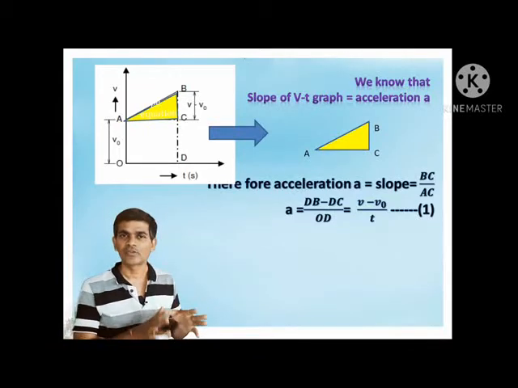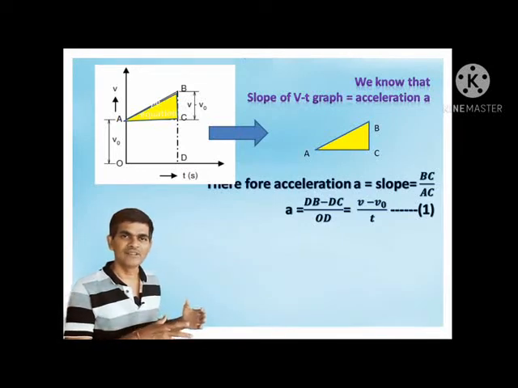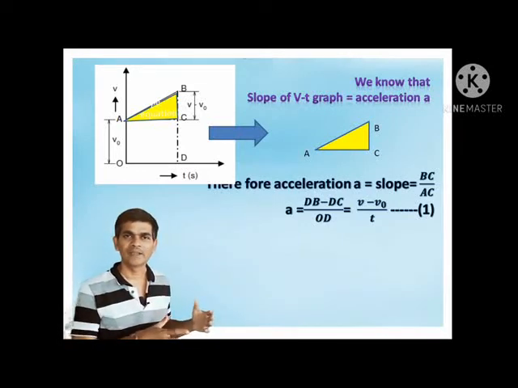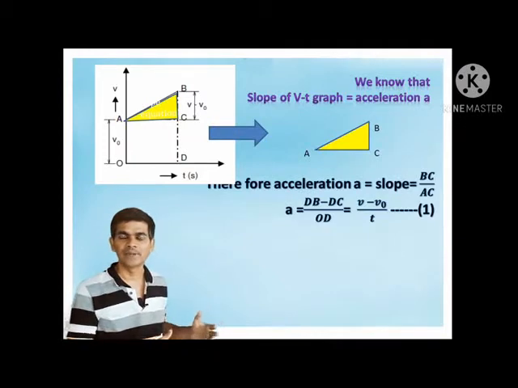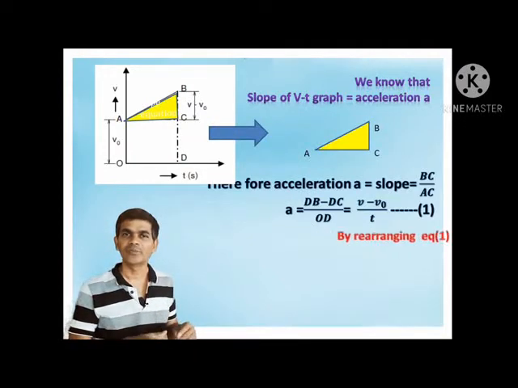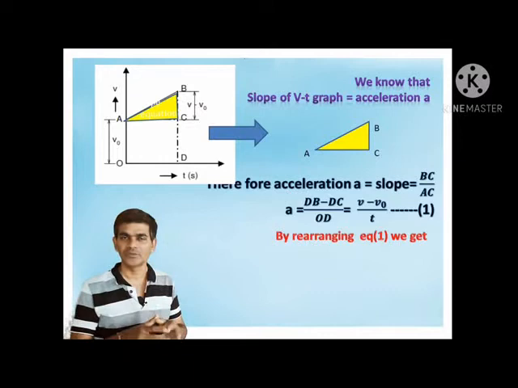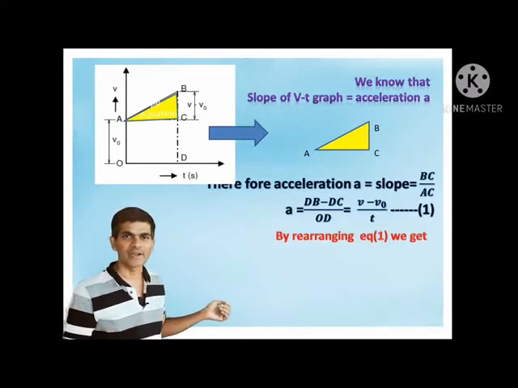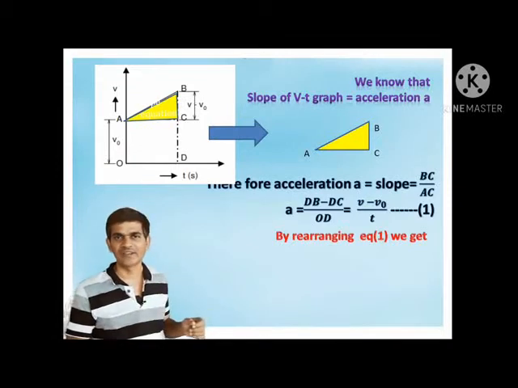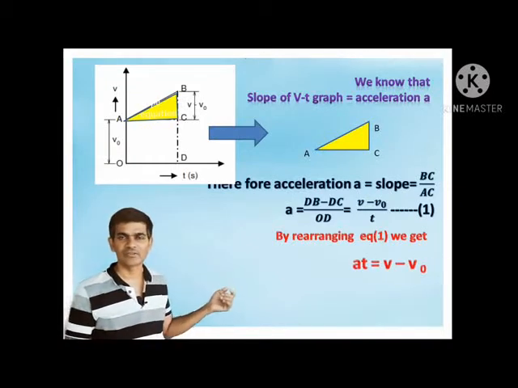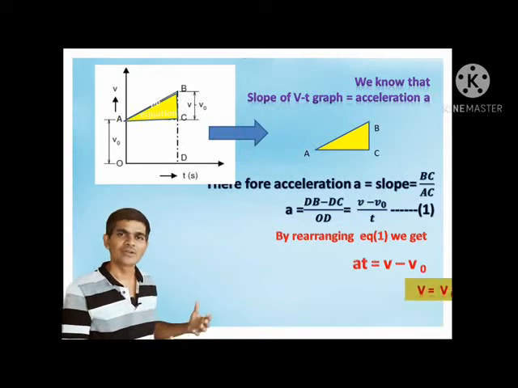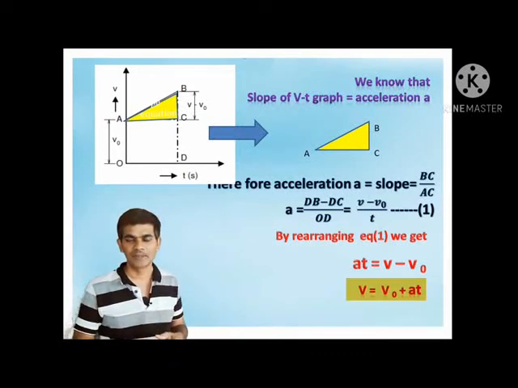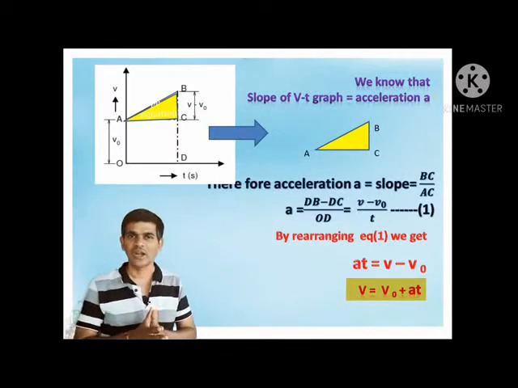Substituting, acceleration a is equal to BC, that is v minus v naught, divided by AC, that is OD, which is equal to t. Then we get the equation a is equal to v minus v naught by t. Let me rearrange this equation. The t in the denominator on the right-hand side goes to the left-hand side. Then we get at is equal to v minus v naught, or v is equal to v naught plus at. This is the first equation derived using the velocity-time graph.